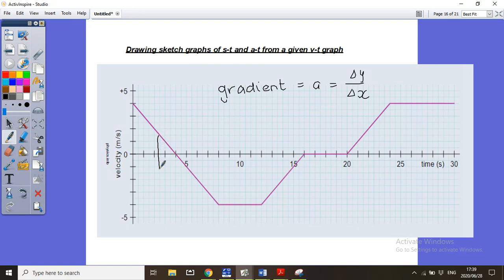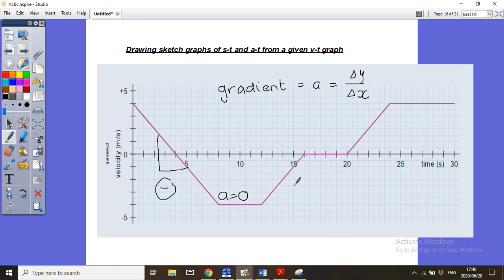Now, if I get the gradient here, you can see that the gradient is negative. The gradient was negative there where the object was slowing down. The gradient is still negative here where the object is speeding up. So please do not always assume that if there's a negative gradient the object is slowing down. That is not true, as you can see clearly here. So here we have a negative acceleration. This bit here, we're going to have a 0 acceleration because the velocity stays constant.